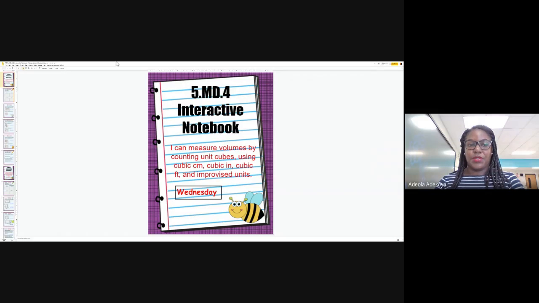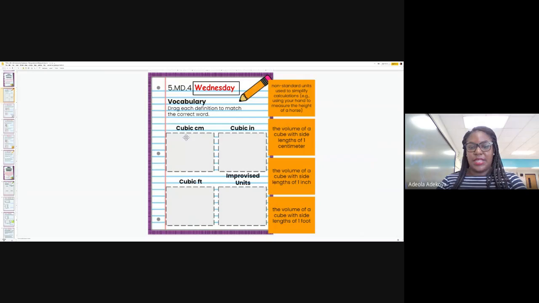But we'll also be using cubic centimeters, cubic inches, and cubic feet. Before we continue, let's go ahead and define what these are. So what is a cubic centimeter? Basically, this is the volume of a cube with the side length of 1 centimeter.